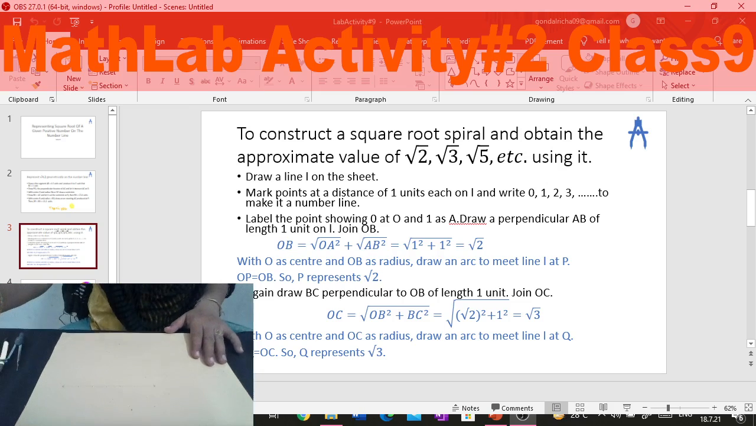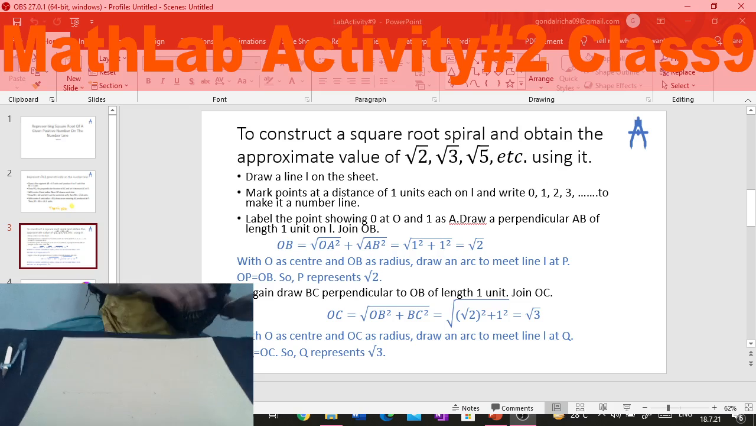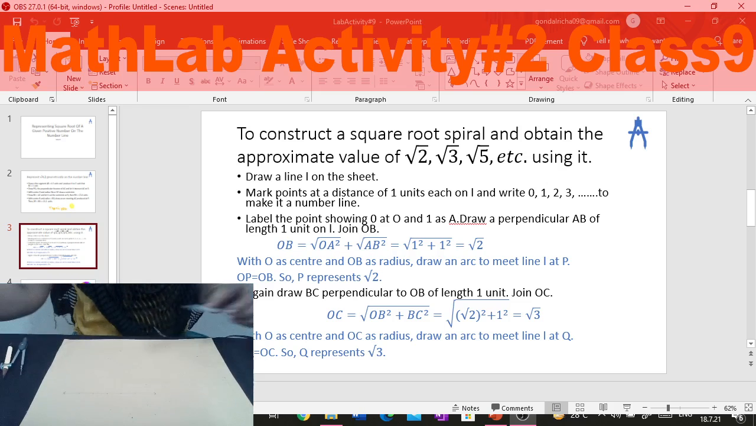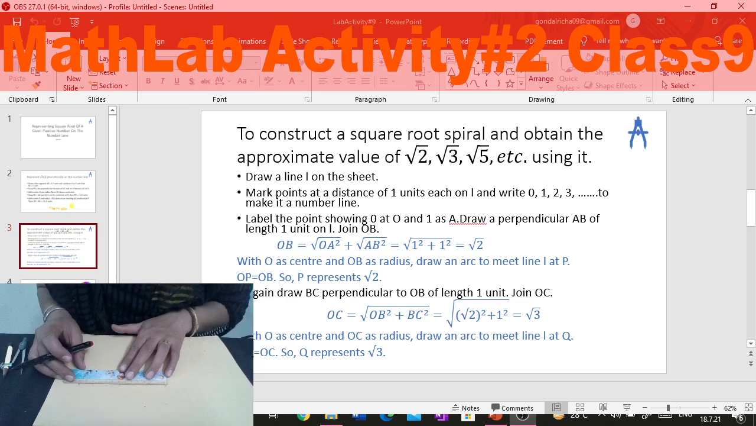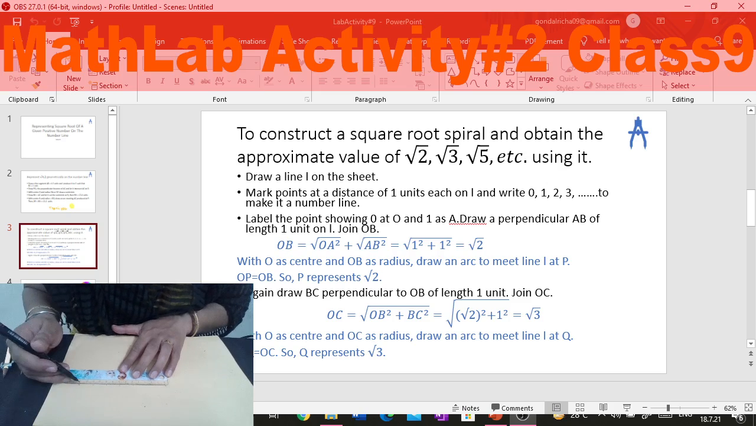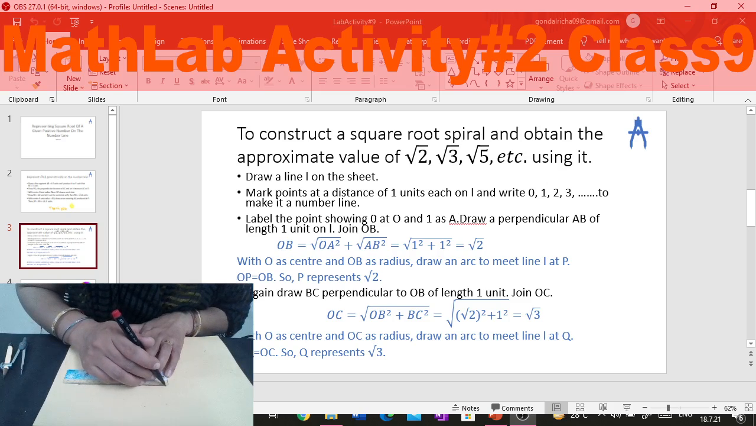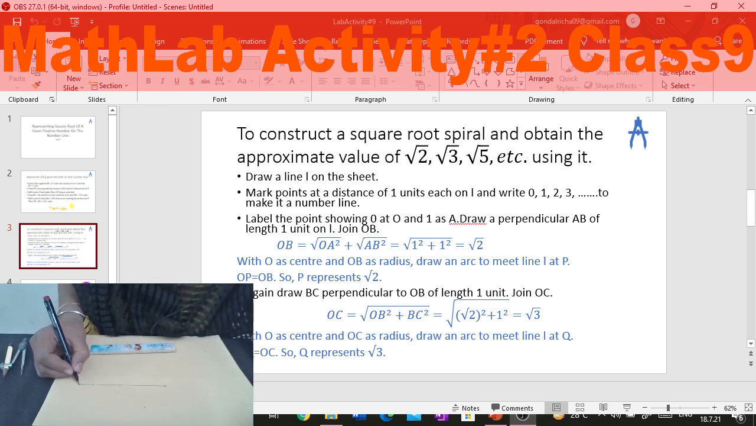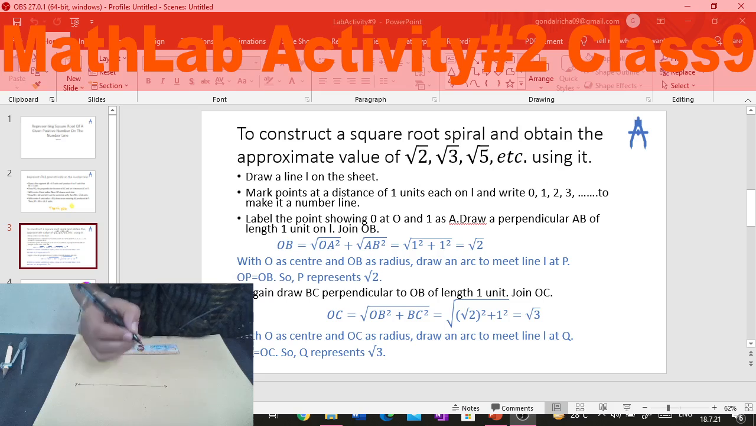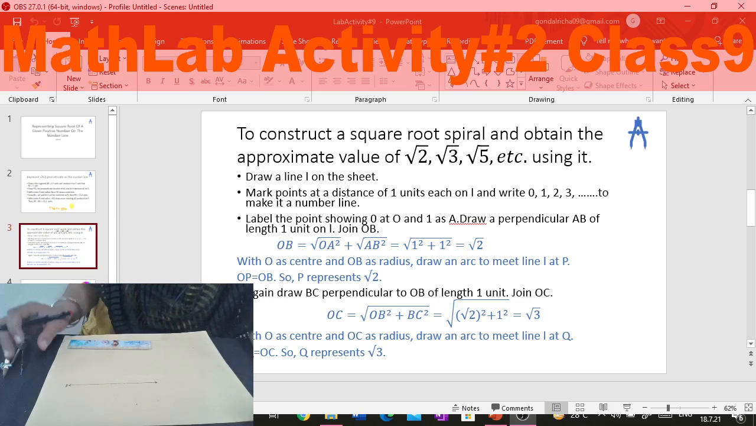First of all, we will draw a number line here. I am drawing a number line and marking this number line as L, and marking the points here 1 unit apart.